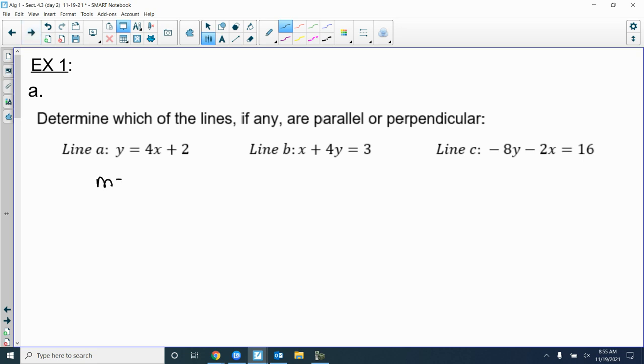You can say 4 or 4/1. Doesn't matter. Slope is 4. All right, now you got to be careful, because if you make a mistake in solving it, you're going to get the slope wrong. All right, how about line B? Got to get y by itself.